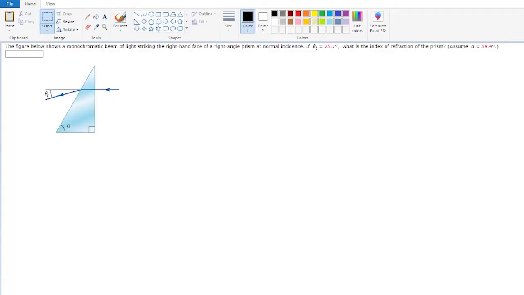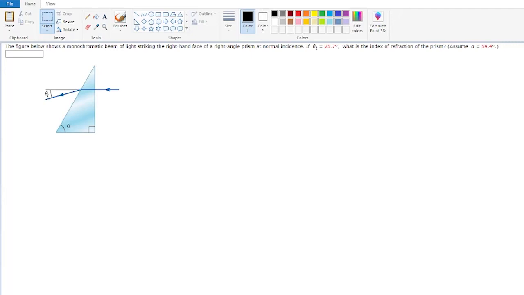So for problem 3 in the homework, it says the figure below shows a monochromatic beam of light striking the right-hand face of a right-angle prism at normal incidence, meaning that the wavelength is irrelevant and it enters flat at a 90-degree angle right over here this way. If theta t is 25.7, what is the index of refraction of the prism, assuming that alpha is some angle? So we need to take note of what we're given here.